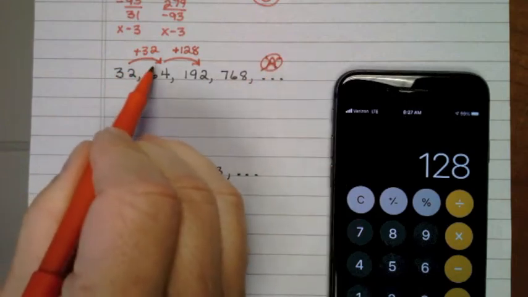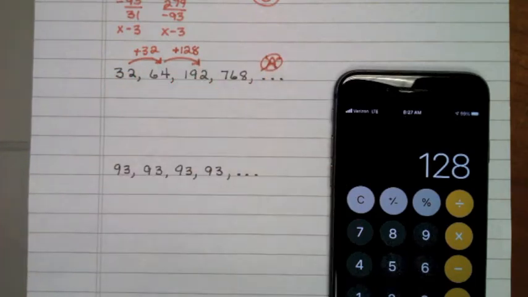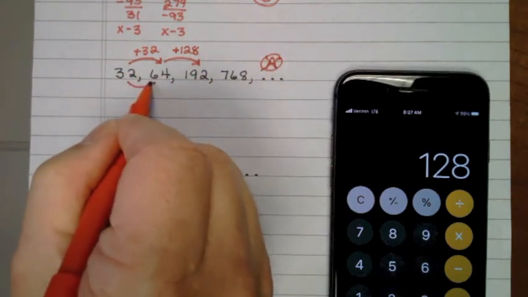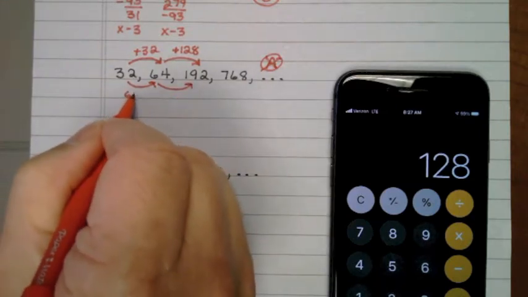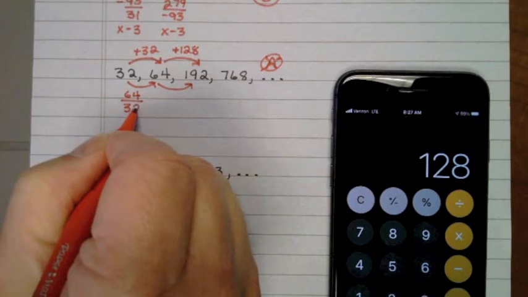So is it an arithmetic sequence? No, I'm not getting the same number. I'm not getting the same difference. I need to check if it's a geometric sequence. That means I'm going to take 64 and divide by 32.